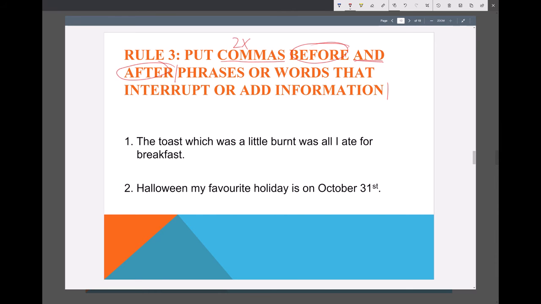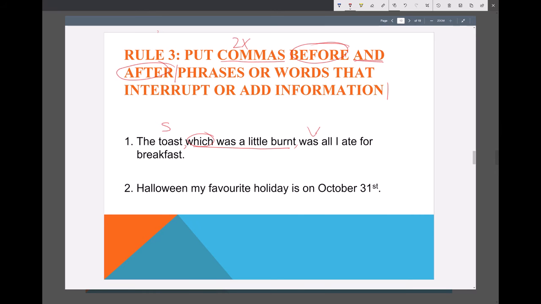After you figured it out, let's read the first sentence. The toast, which was a little burnt, was all I ate for breakfast. Where did you put the commas? If you put it before the which and after the burnt, so before and after which was a little burnt, that's correct. Notice there's a word here that can help you, words like which or that. That might give you a signal in the sentence. You can look for the subject first, the toast, and then you can look for a verb, was.